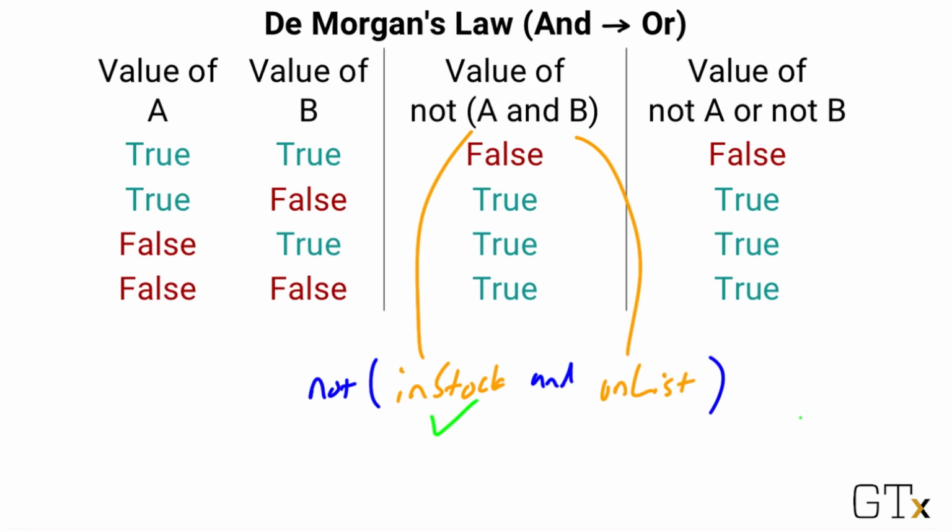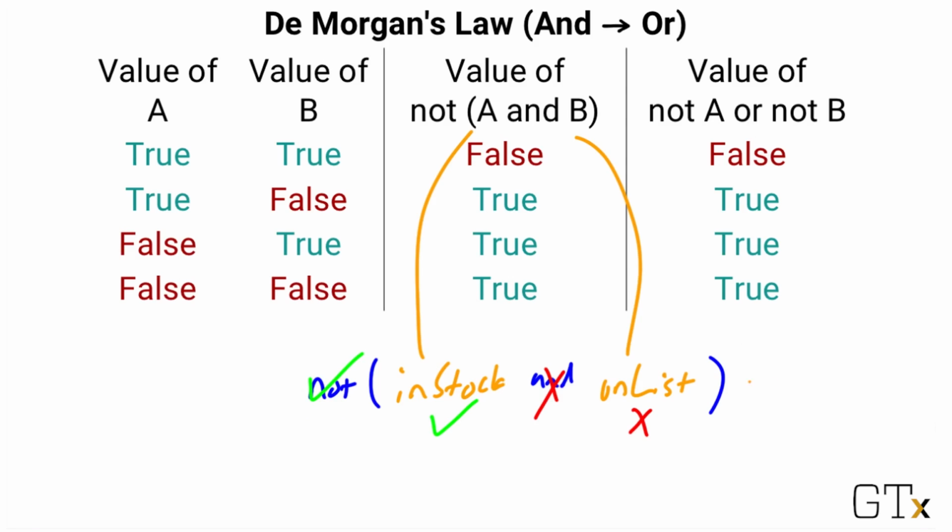If in stock is true, but on list is false, then in stock and on list is false, and then the not of that statement is true because it just alters that value. What this says in real terms is that if it's true that we didn't buy our grapes, then it was false that they were in stock and on our list. If they were both in stock and on our list, then it would have been true that we bought them, and it would have been false that we did not buy them.